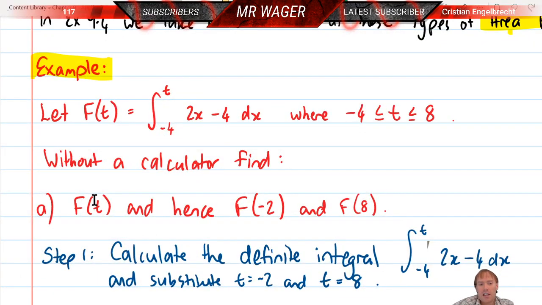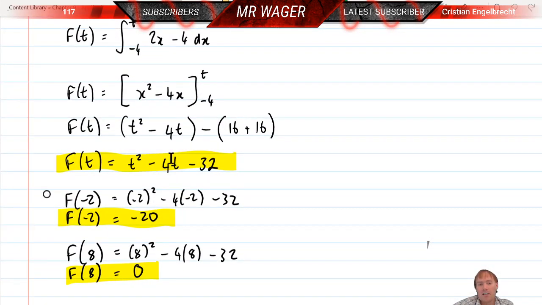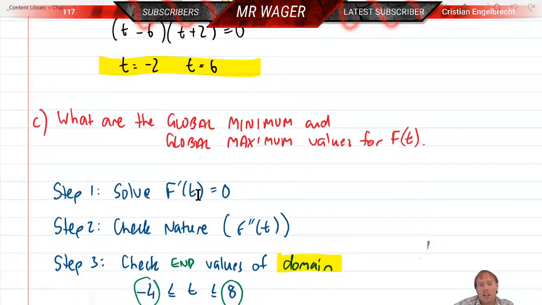If f of t is our antiderivative, then our derivative is going to be this thing that we had to start with, but in terms of t. But if you still wanted to differentiate this thing, you could. So it's going to be 2t minus 4. But that's essentially what we're doing here.